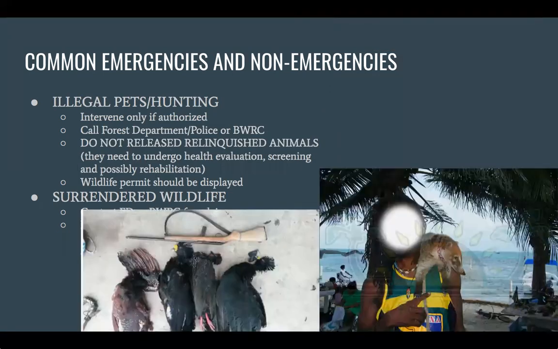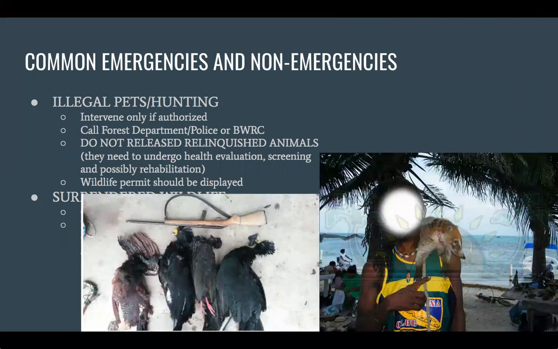Now, illegal pets or illegal hunting. Do not intervene if you are not authorized to do so. If you are an enforcement officer, either with the police, BDF, Coast Guard, or a forestry department officer, then you have authority, I believe. Or you could call the forestry department, the police, or the clinic for assistance.